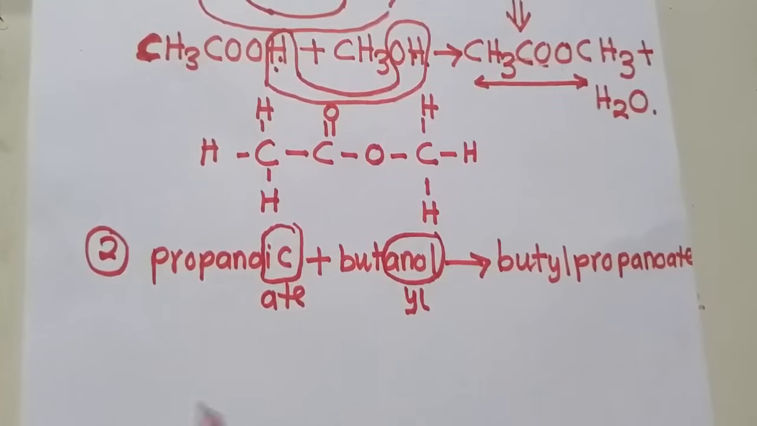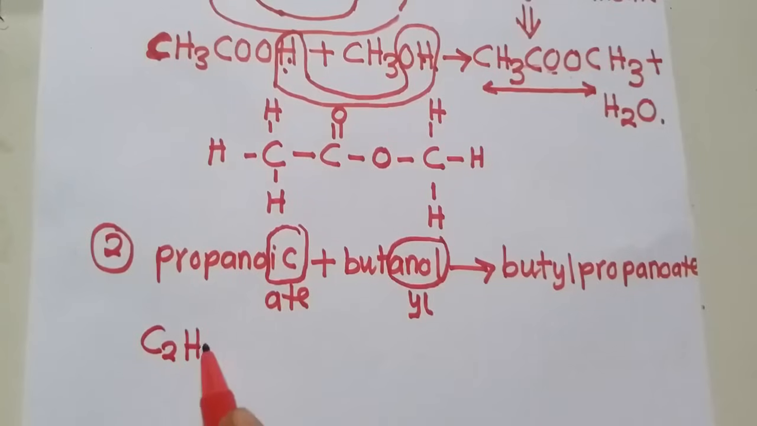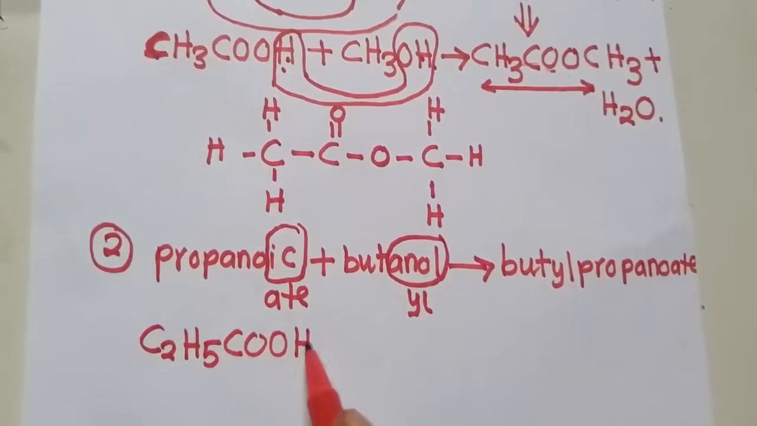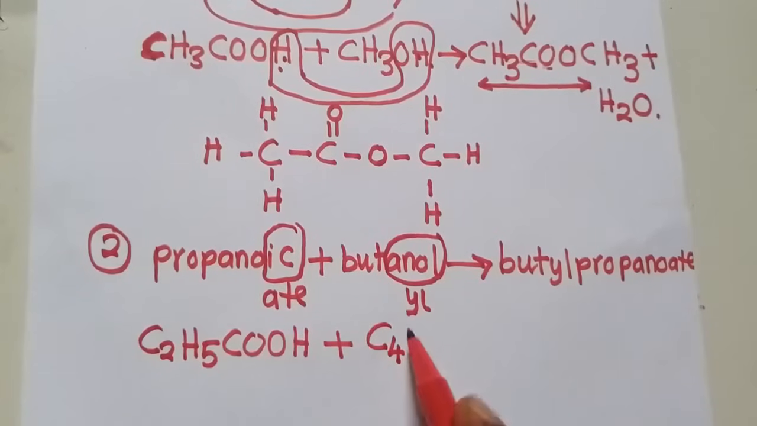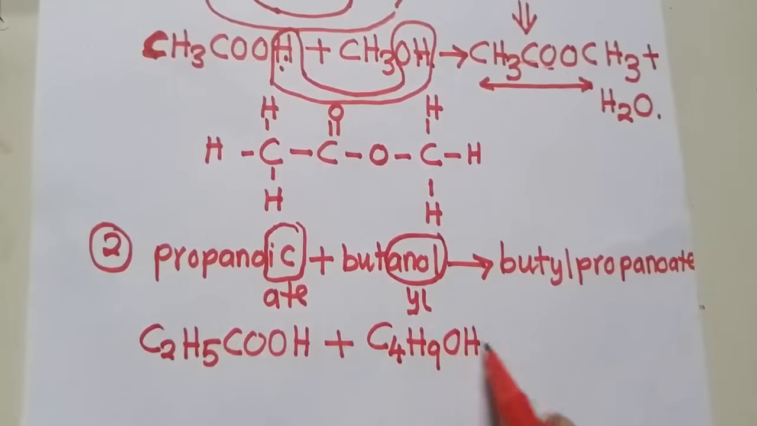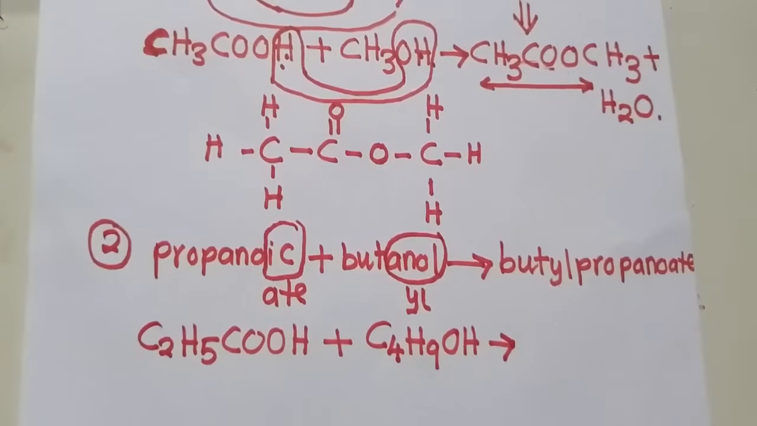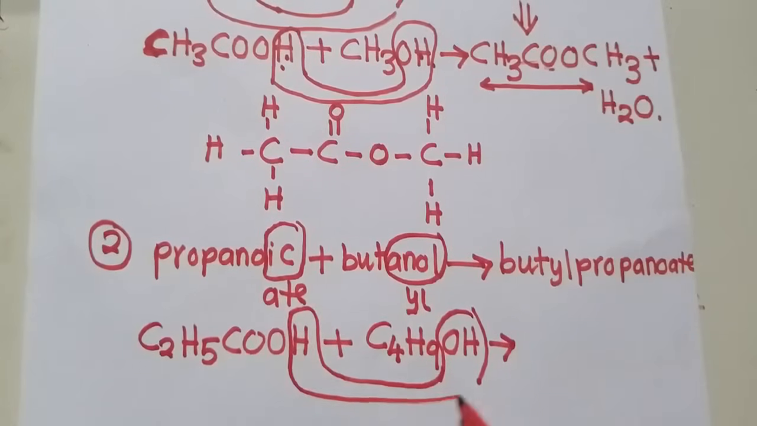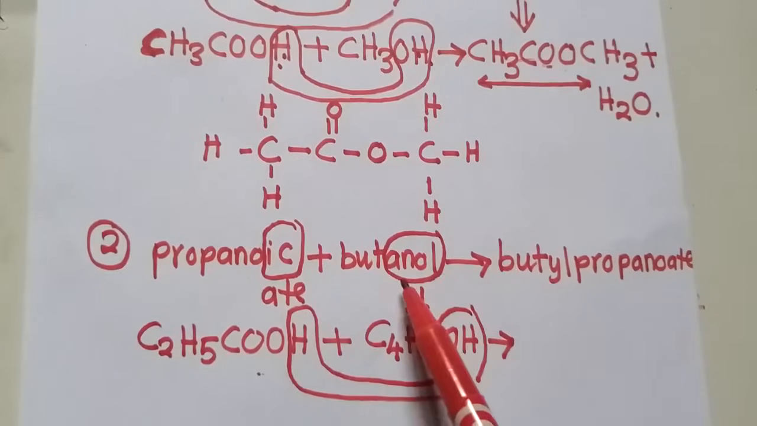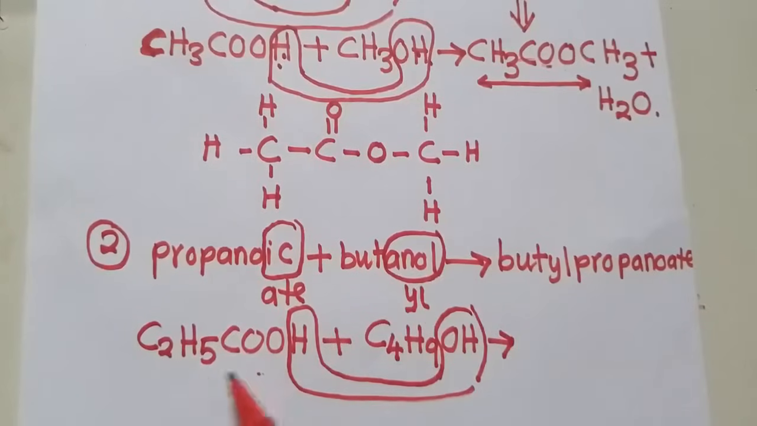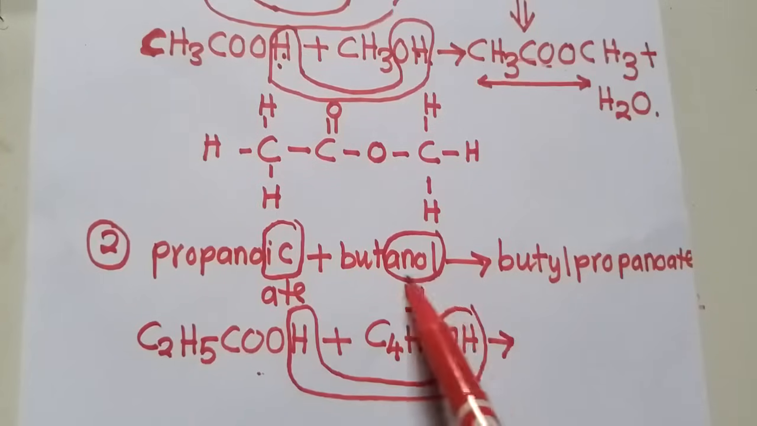Propanoic acid is just like this, C2H5COOH. I taught you how to form butanol, C4H9OH. Then what is produced there? What I said was that here you remove this part. You just remove H on the acid like this. Then you combine these two. On the name, you start with the alcohol. But when writing the chemical formula, you start with the acid. Have you seen butyl?